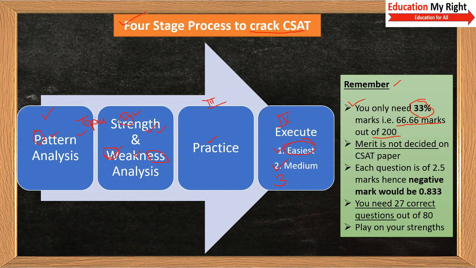Remember this. Even if you are a topper in CSAT, that does not make any difference to your merit. So this video I am specifically making for the people who feel that they are not going to crack CSAT, right? So remember that you have to only get 66.66 marks. Merit is not decided by it. Now, each question is of 2.5 marks, right? That is 80 into 2.5, which gives you 200, and negative marking is 0.833. So if you do not know a question, do not blindly attempt that.